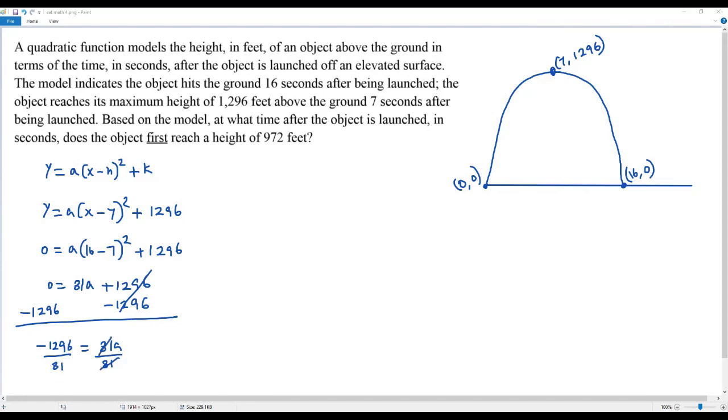Okay, here let me divide 1296 by 81. When I do so, I'm getting negative 16. That is, the value of this one is negative 16. On the right side, we get a. Okay, here I got the value of a. That is, a is negative 16.